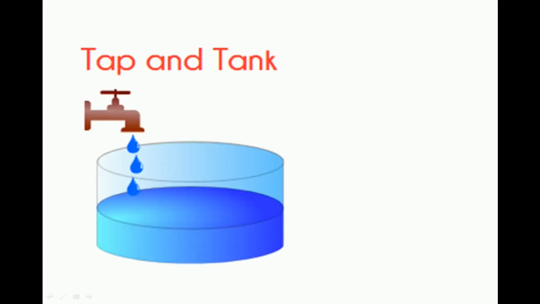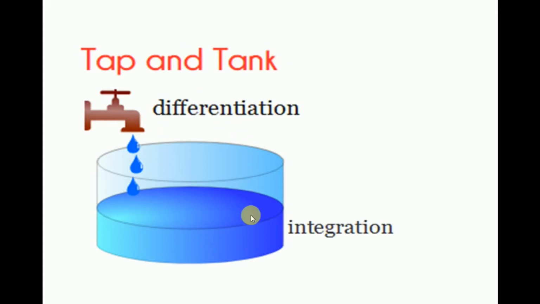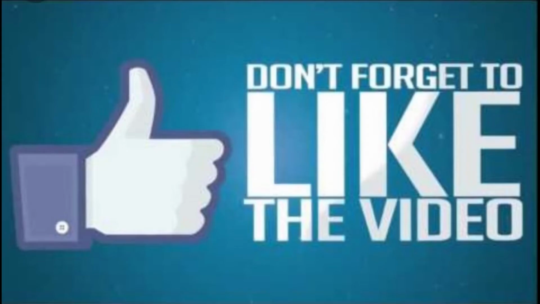Let's understand differentiation and integration from the tap and tank picture. Here you can see drops of water going from the tap and being collected in this container. The tap represents the rate of flow of water, and we already know the rate of change means differentiation. Here we are collecting small drops to get the big volume. That is integration, in which we collect small components to make the large system.